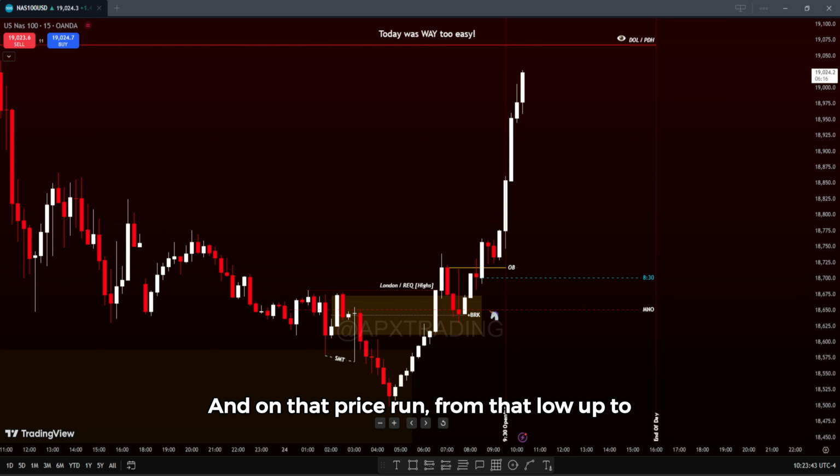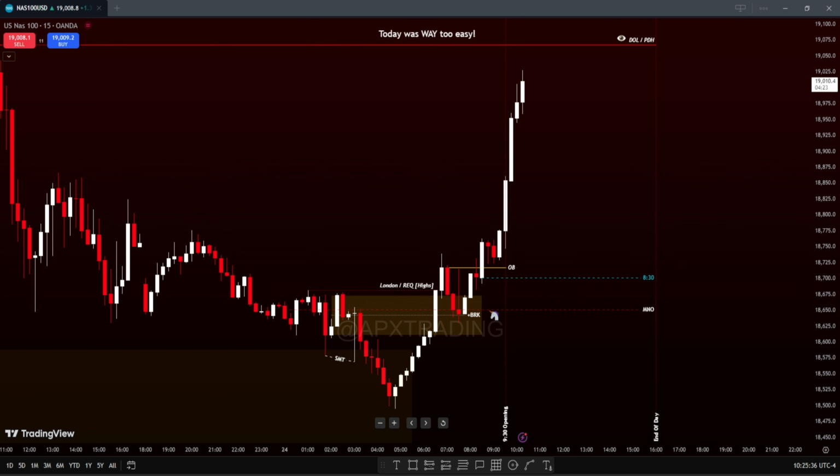And on that price run, from that low up to the high, you're measuring expansion. And you want to see standard deviation from that price leg. I'm going to tell you why I'm picking that, but just for now, do what I'm telling you to do and stop worrying about anything else. The negative 1.5 level is the only standard deviation that is above, or the very first one above, the relative equal highs to the left.